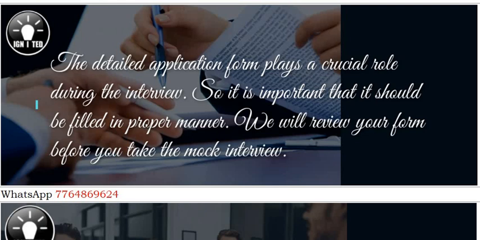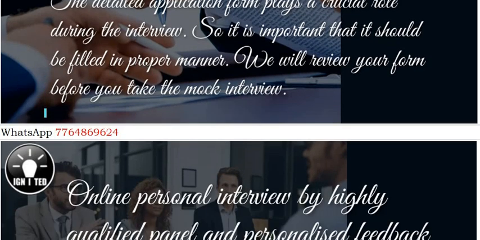Okay, so that you can prepare your question, and then we are going to review those questions before taking our first mock interview. The detailed application form plays a crucial role during the interview, so it is important that it should be filled in proper manner. We will review your form before you take the mock interview, because most of the questions in the interview will be from the detailed application form itself.